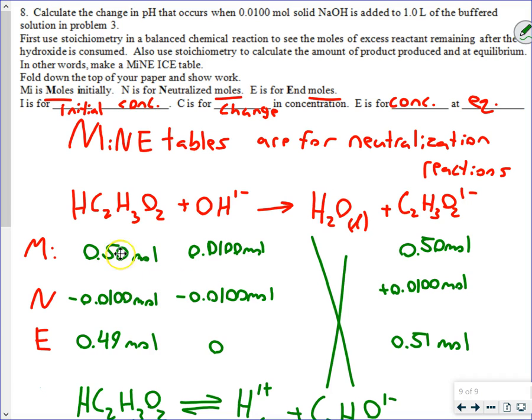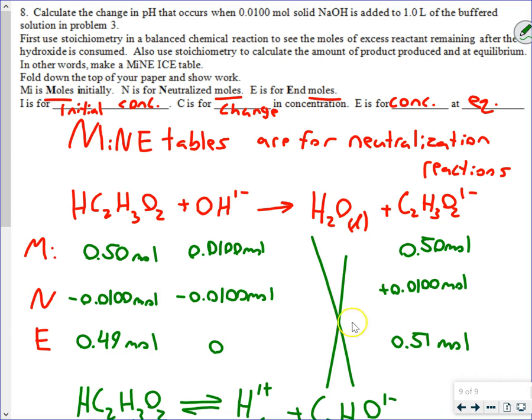In other words, whichever of these two initial quantities is smaller, all of the smaller one is going to be used up. So 0.01 is obviously smaller than 0.5. We use up all of that strong base, and we neutralize it with the acetic acid inside our buffer. At the very end, we end up with 0.49 moles of acetic acid, and we end up with 0.51 moles of acetate. So at this point, we have one of two options to solve for pH.